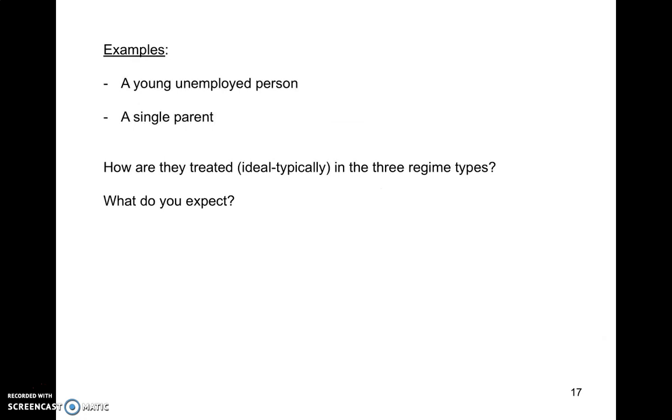Now, consider two examples, a young unemployed person and a single parent. Reflect a minute on how the different welfare regime types treat these two groups in ideal, typical terms. What do you expect?